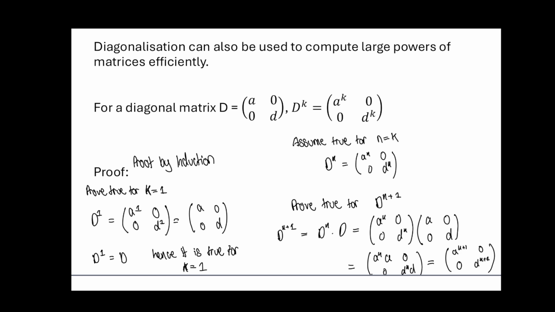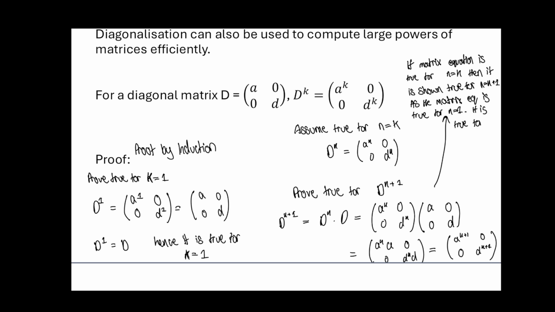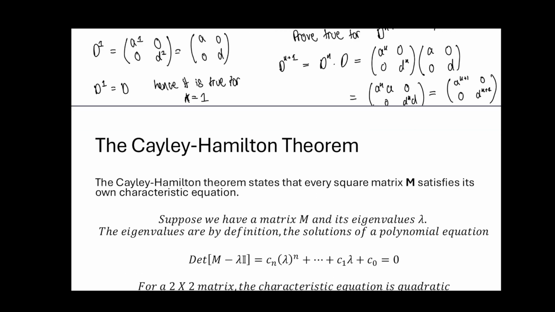So now what we can say is if the matrix equation is true for when we said n is equal to k, then it is shown true for n is equal to k plus 1. And as the matrix equation is true for n is equal to 1, it is true for all natural numbers by mathematical induction. If this did not make sense, it doesn't really matter. We don't need to know the proof.